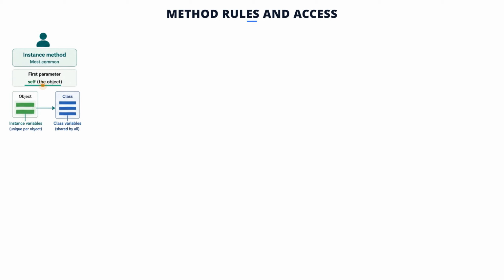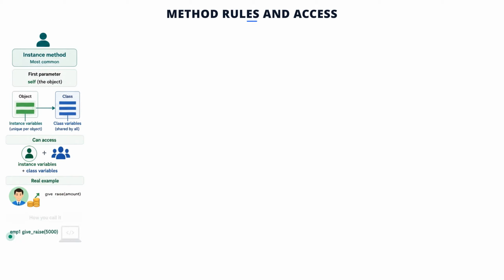It can see and modify both instance variables, meaning data unique to one object, and class variables that are shared by all. A great practical example here is the giveRaise function, which takes an amount and updates the salary for only one specific employee. You call it directly on the object, like emp1.giveRaise.